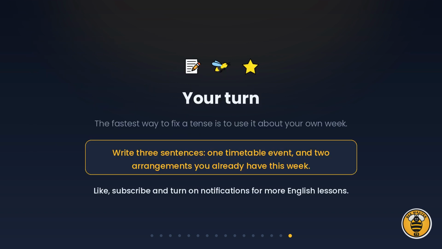Your turn. The fastest way to fix a tense in your own English is to use it about your own life. So write 3 sentences about this week, 1 event from a timetable using the present simple, and 2 arrangements you have already made using the present continuous. Put them in the comments and I'll read them.